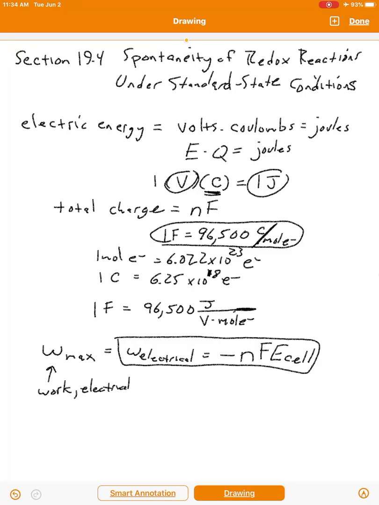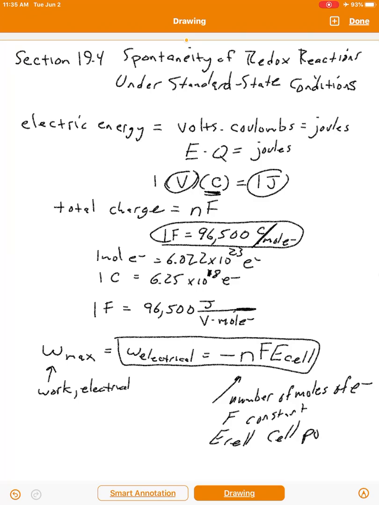And so in this equation, n is the number of moles of electrons, F is Faraday's constant, and E cell, of course, is the cell potential, right? So we can measure cell potential, right? We learned that it is possible with a voltmeter or a potentiometer. We can measure the cell potential, and that right there would tell you how much work, how much energy you could pull out of a galvanic cell.